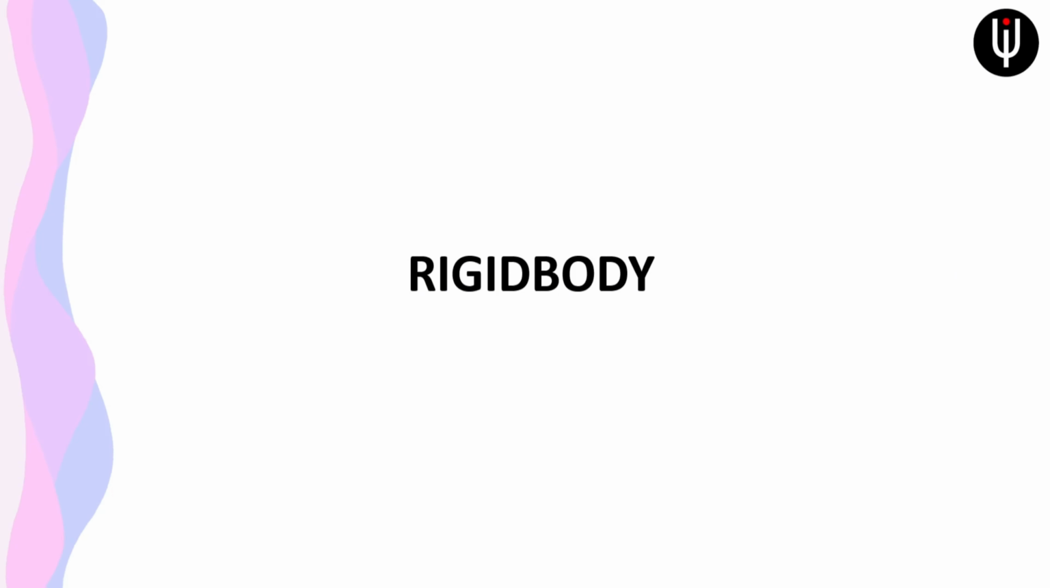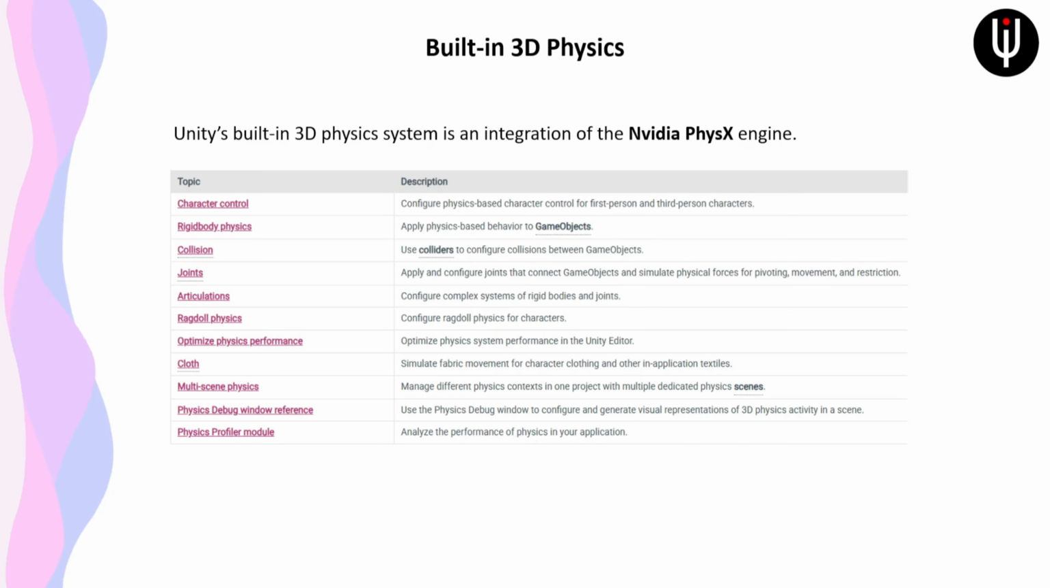Before jumping into Unity Editor, let's have an overview about rigid body. First of all, Unity's built-in 3D physics system is an integration of the Nvidia PhysX engine. Due to that, it helps you in character control, rigid body physics, collision, joints, etc.